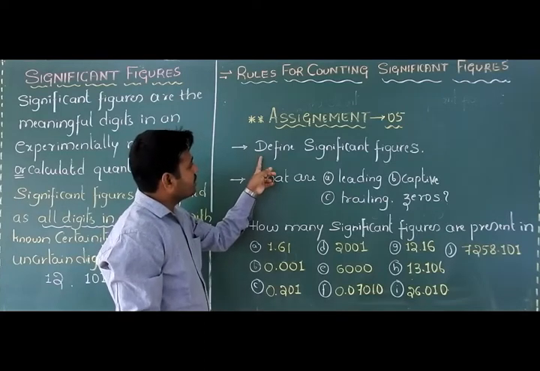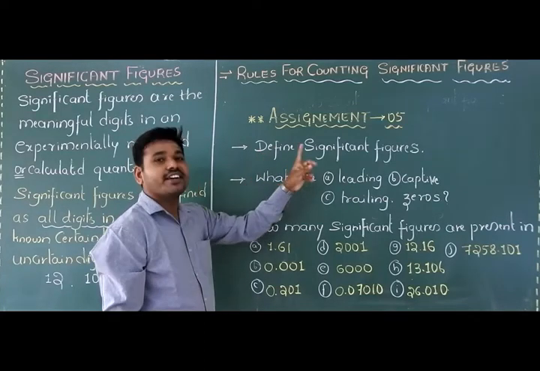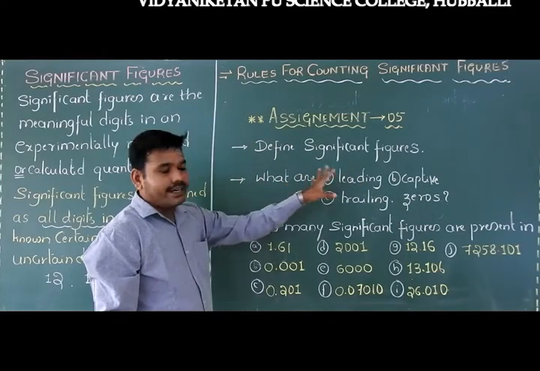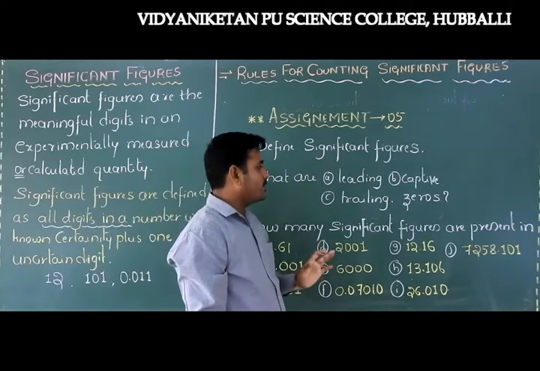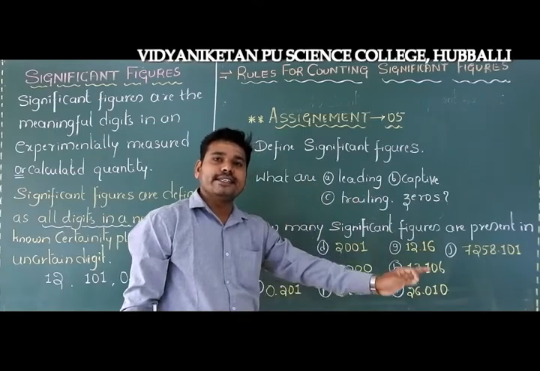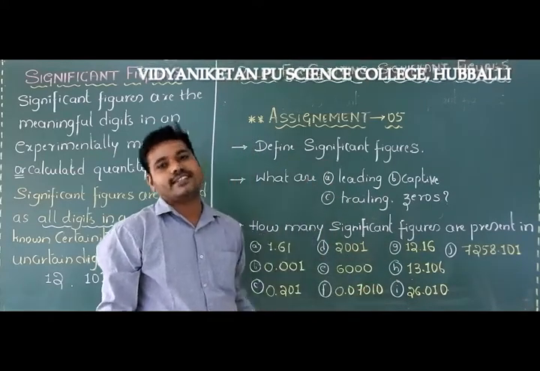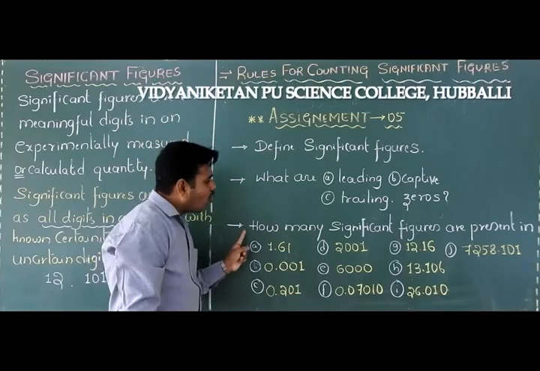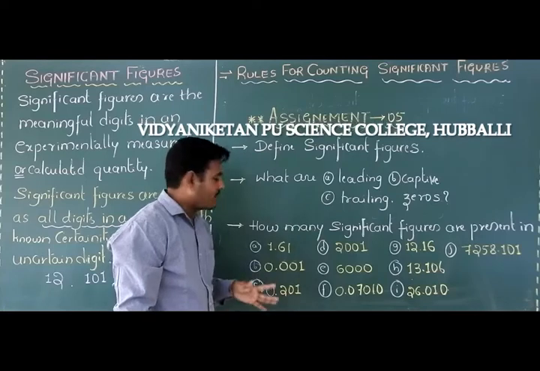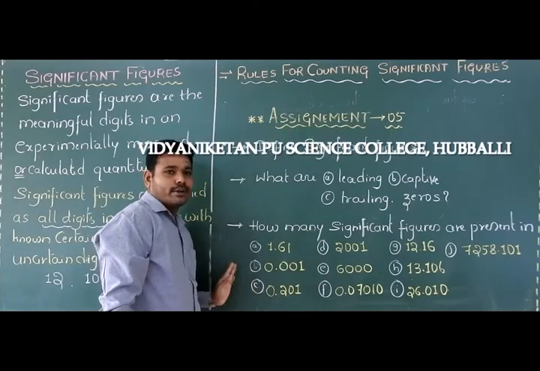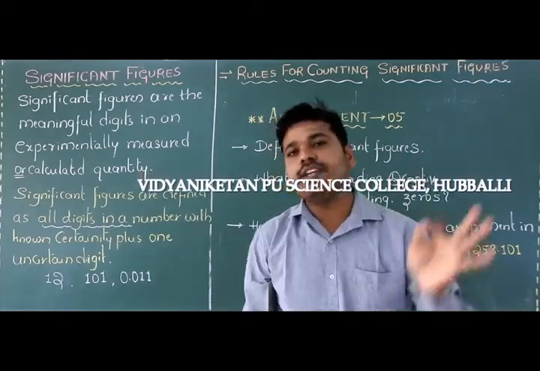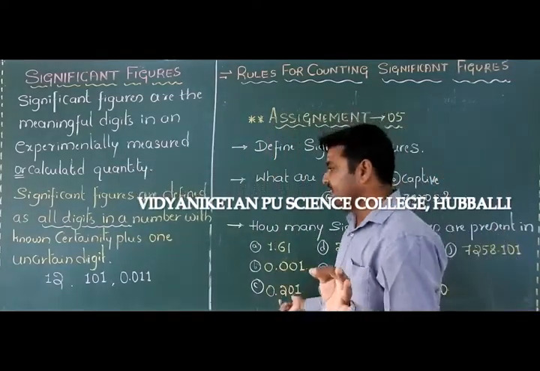So the first question in assignment is define significant figures. The second question is what are leading zeros, captive zeros and trailing zeros. You have to write what are leading zeros, captive zeros and trailing zeros. And the third question is how many significant figures are present in following numbers. So here 10 numbers are given. You have to identify how many significant figures are present in these given numbers.